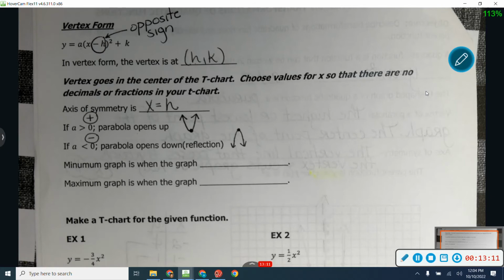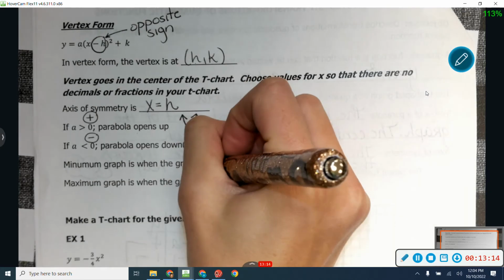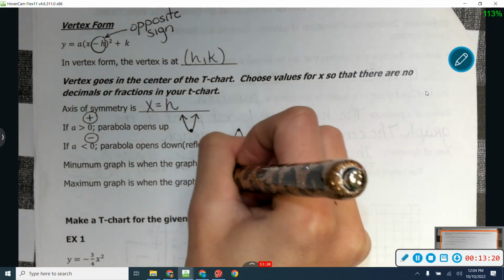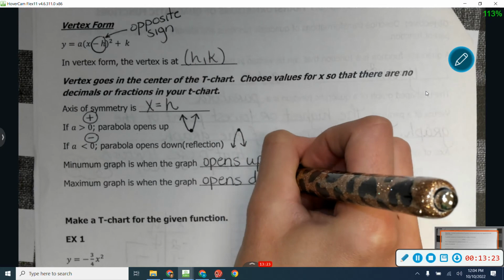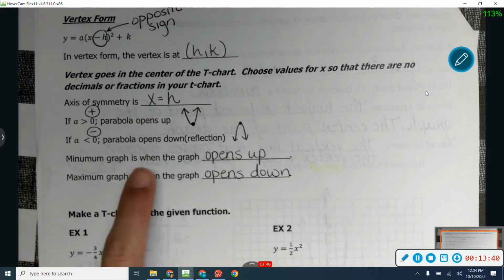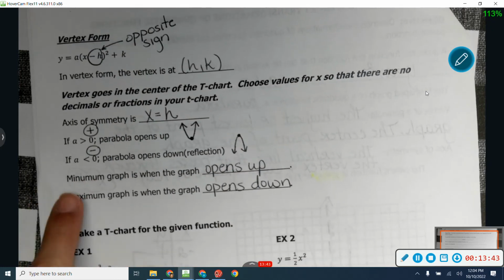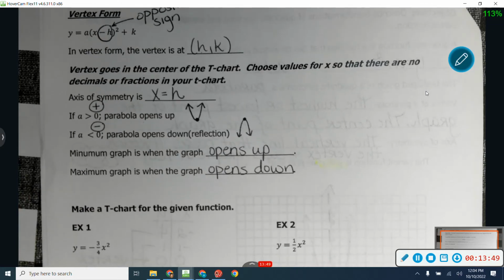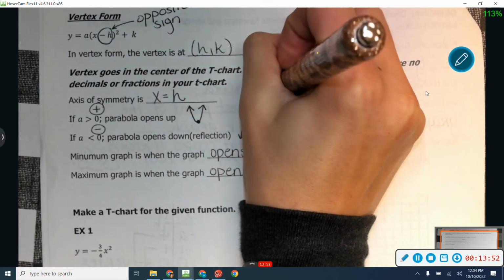So you have a minimum when the graph opens up, and you have a maximum when the graph opens down. Pretty much you're looking at your vertex. Is it the highest or lowest point? Also, we're going to put maximum at y equals and minimum at y equals. So your vertex is not just going to tell you your axis of symmetry. Your vertex is going to tell you where that maximum and minimum is going to be, which is the same as your range.